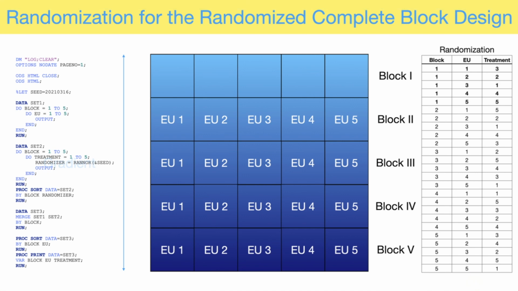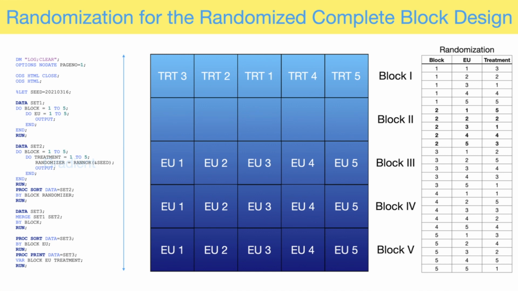Okay, so here is what this randomization would look like. You can see the treatment numbers that have been randomly assigned to the experimental units separately within each block. Starting off with block number 1, we see that this particular randomization assigned treatment 3 to experimental unit 1 within block 1, treatment 2 to the second experimental unit, treatment 1 to the third experimental unit, treatment 4 to the fourth experimental unit, and treatment 5 to the fifth experimental unit.